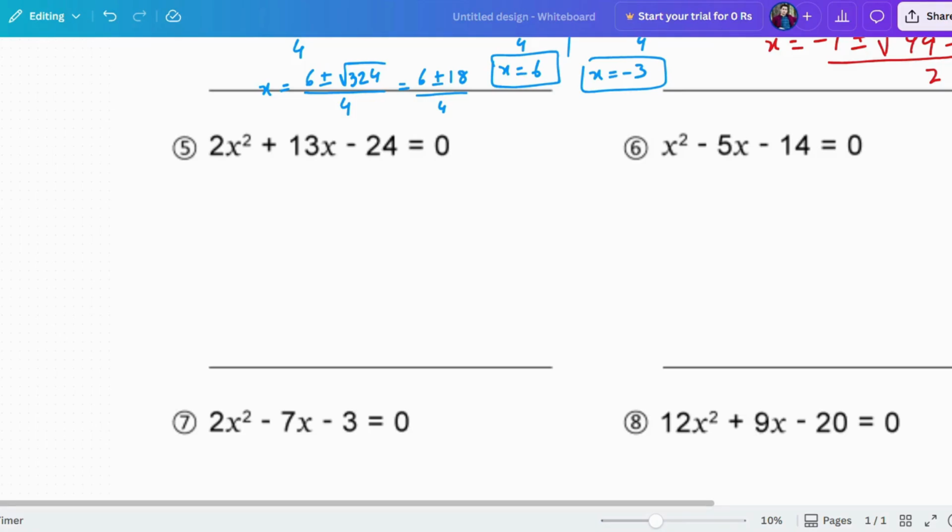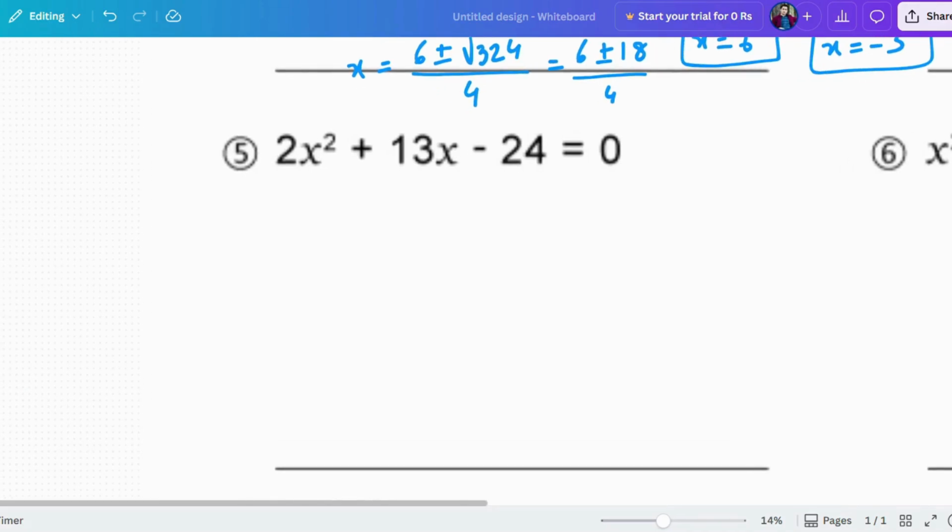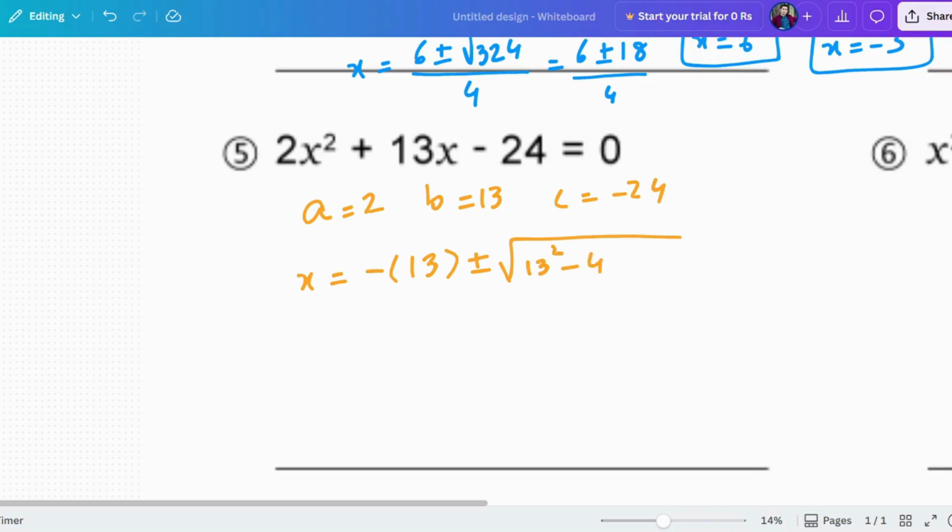So now I have moved towards question number 5. For this one, as we can see, a is equivalent to 2, b equals 13, and c equals negative 24. So now x is equivalent to minus b plus or minus the radical of b squared minus 4ac, where a is 2 and c is negative 24, divided by 2a, which is 2 multiplied by 2.